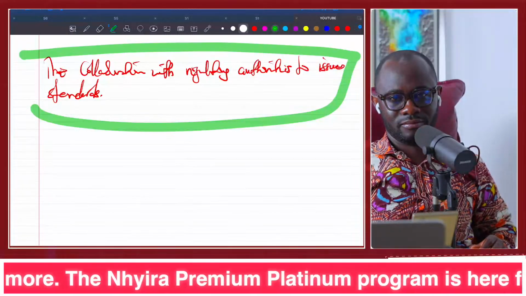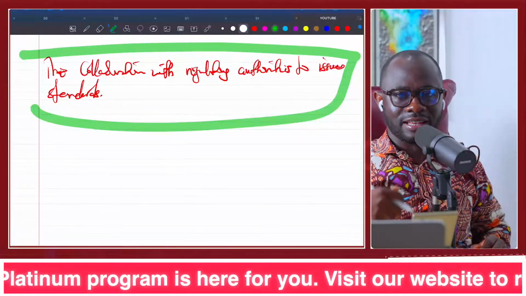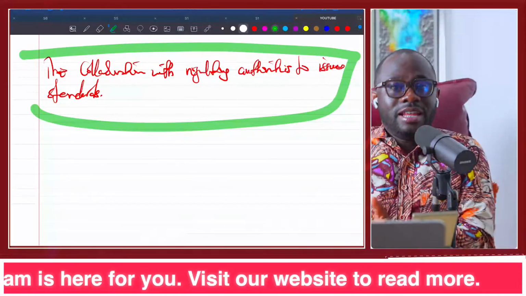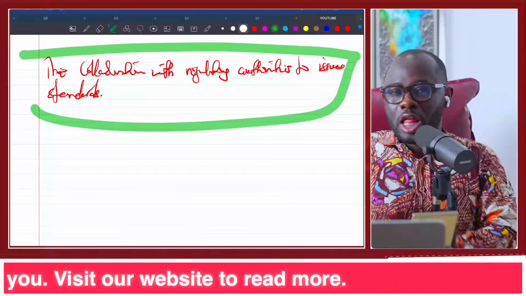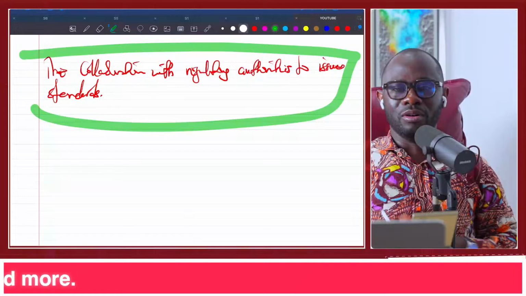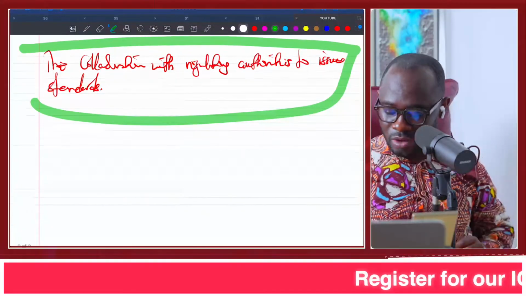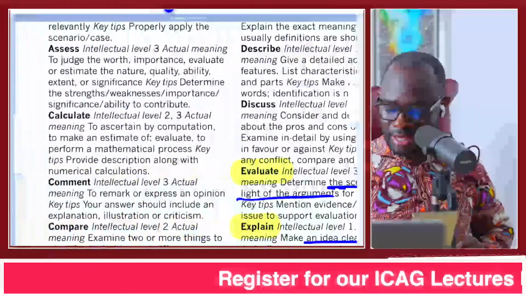state, enumerate. So if the question is list, state, enumerate, then that's fine. But if the question said explain, then I can't write this and just walk away. And that is what you must understand when it comes to the verb explain.